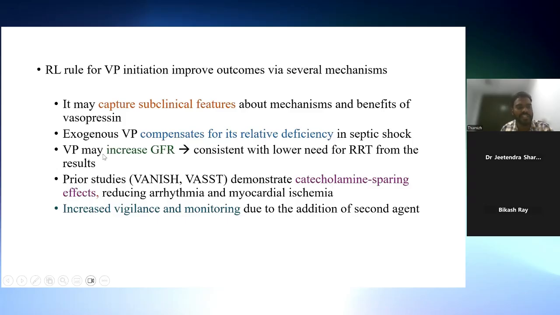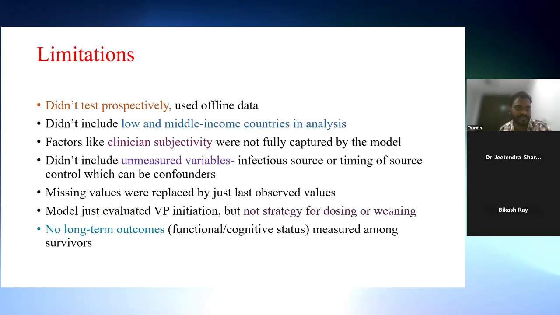Also, they mentioned that it increases GFR, which is consistent with the lower need for RRT, the secondary outcome of the study. This has been shown in the VANISH study also. Prior studies, VANISH and VAST, also demonstrate a catecholamine sparing effect, reducing arrhythmias and myocardial ischemia, so it is an advantage here also. And they have also mentioned that increased vigilance and monitoring because of the addition of a second agent adds to the additional benefit.